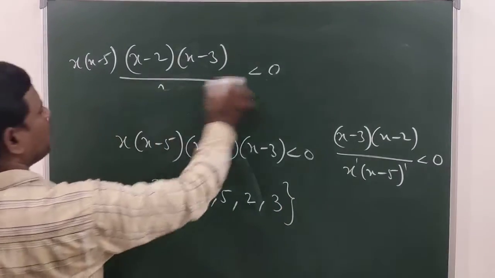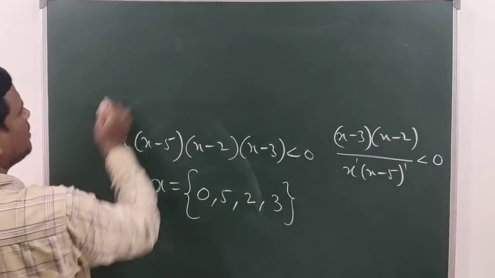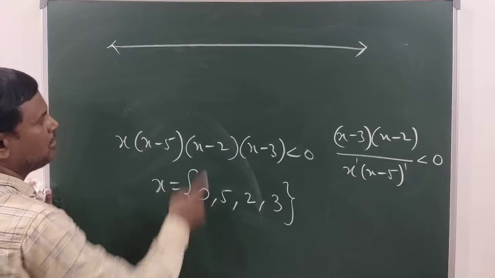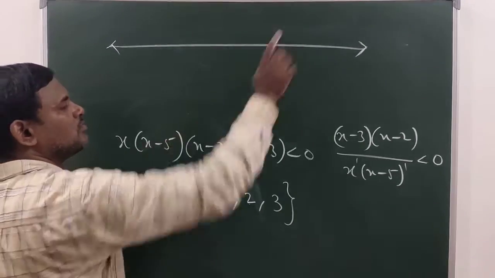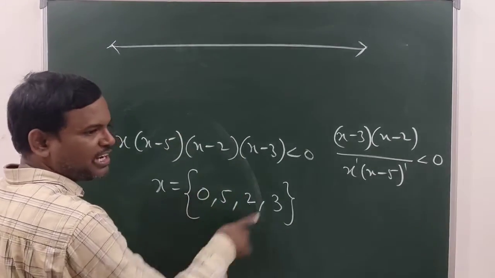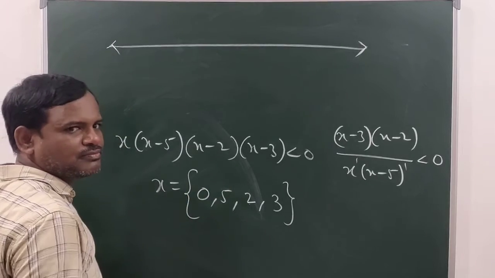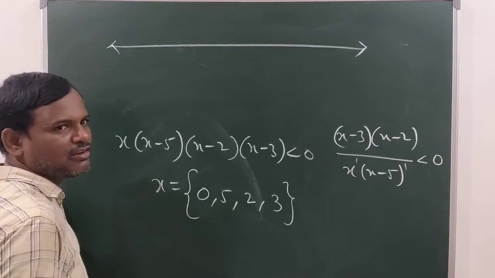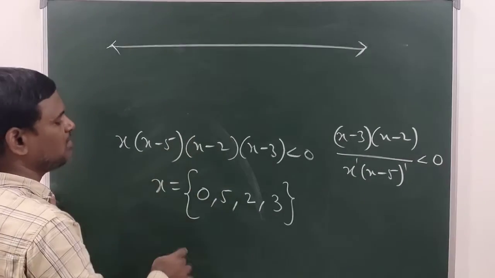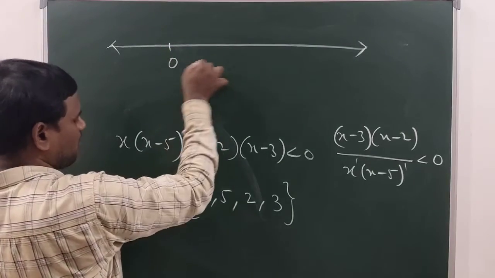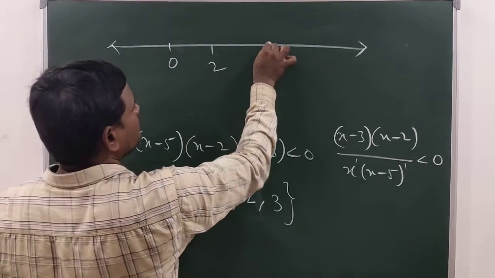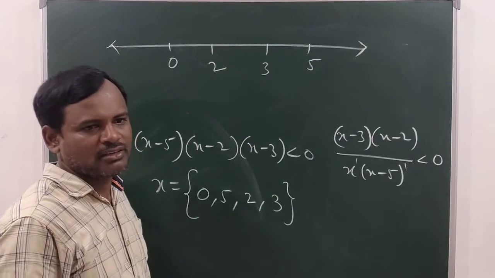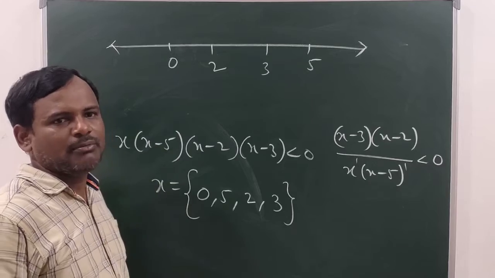Now hereafter go to the number line and represent them on the number line. Write all these critical values in ascending order. Sometimes you may get negative rational numbers, or sometimes irrational numbers also, for these critical values. So represent them in ascending order. So 0, next 2, next 3, next 5. Only these critical values must be represented on the number line. Don't write other real numbers.